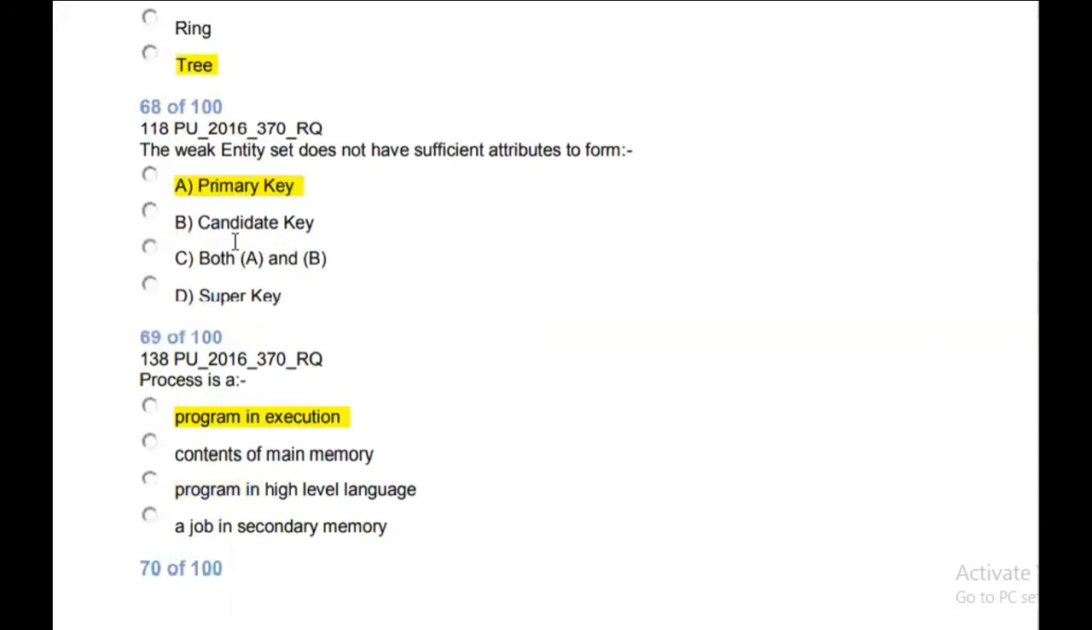Question number 68. The weak entity set does not have sufficient attributes to form a primary key. Option A is correct.